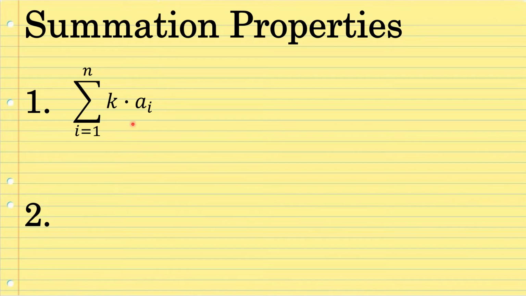This says the sum as i goes from 1 to n of k times a sub i. n can be any integer. k is a constant. When you are multiplying a constant times some sort of a quantity that's in terms of i, that constant can be moved to the front of the summation. So it simplifies the summation by reducing what you actually have to sum.